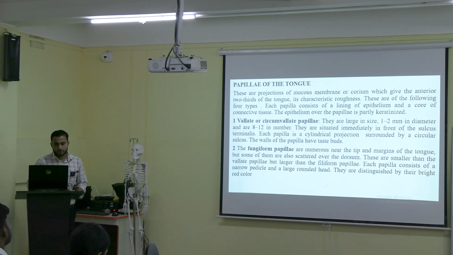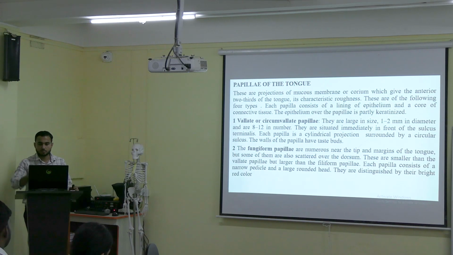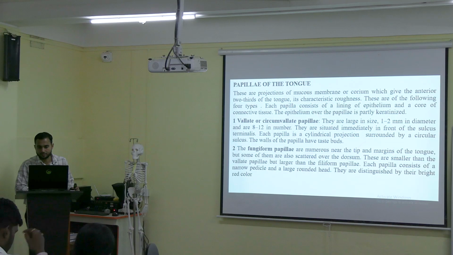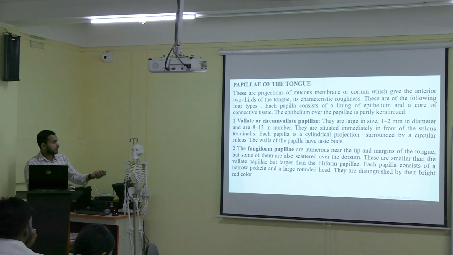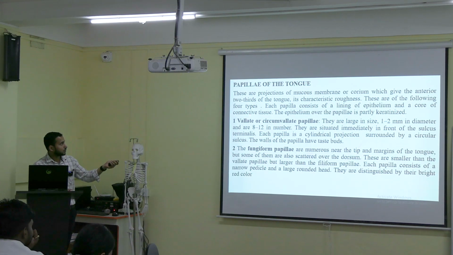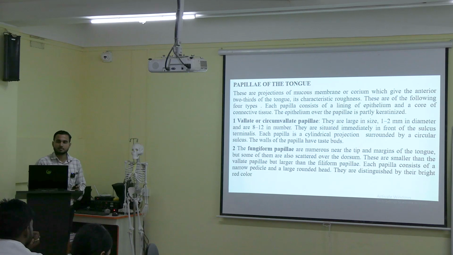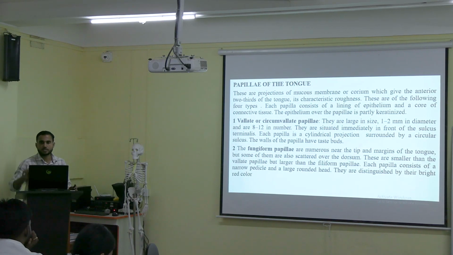Okay, next, papillae of the tongue. Different types of papillae are there. These are the projections from the mucous membrane which give the anterior two-thirds of the tongue its roughness. Now if you see the papillae, first of all it is made up of lining epithelium and a core of connective tissue. Okay, so the outer part is made up of lining epithelium and the core is made up of connective tissue. Some part is keratinized, some part is non-keratinized, the lining epithelium.